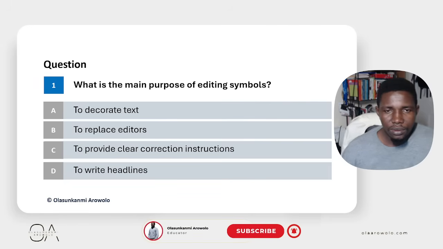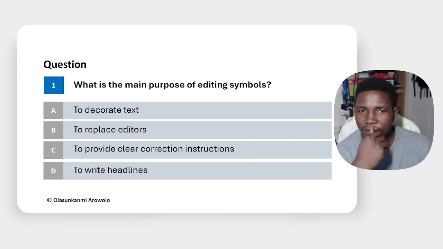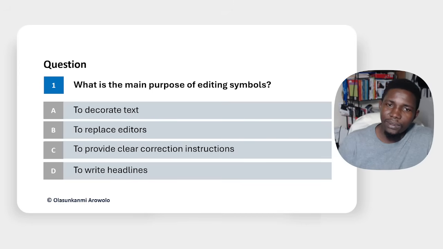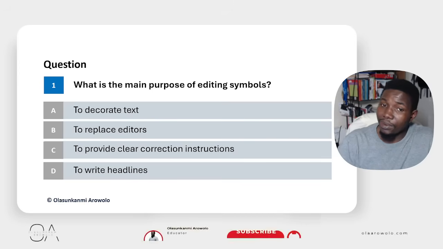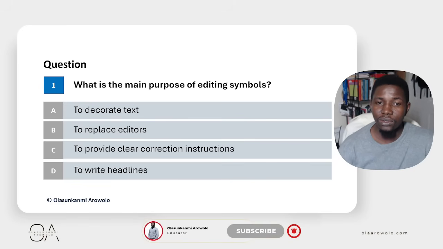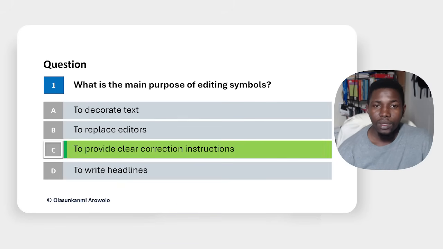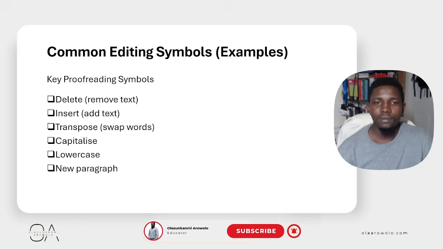Attempt this question. What is the main purpose of editing symbols? To decorate text, to replace editors, to provide clear correction instructions, to write headlines. Which of these? To provide clear correction instructions. Yeah, that's it. All right.